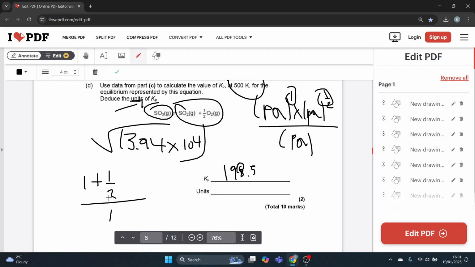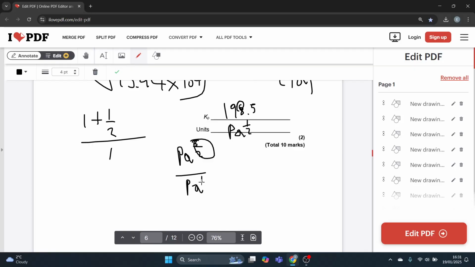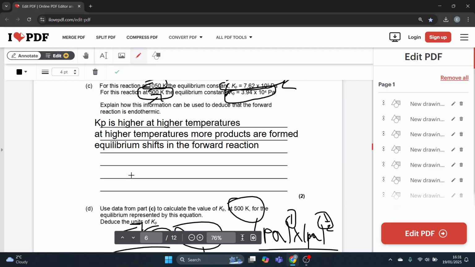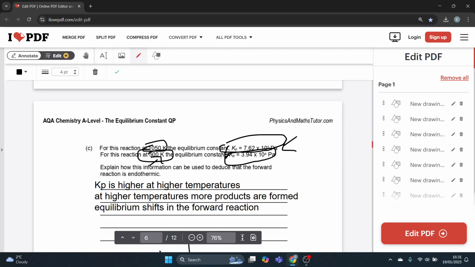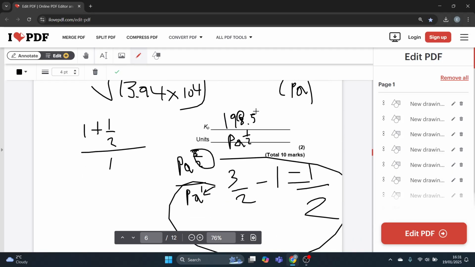1 plus a half is 3 over 2, so I'm going to have Pa to the 3 over 2 divided by Pa. And that's just going to be Pa to the power of a half. Reason being, because I'm dividing this, I'm going to subtract the powers. That is imaginary 1, so it's just going to be 3 over 2 minus 1, which will give me a half. This is really tricky. So to find out the value of Kp, I square root this answer, square root 3.94 times by 10 to the power 4, and then the value of the units. I need to do a bit of laws of indices from maths.